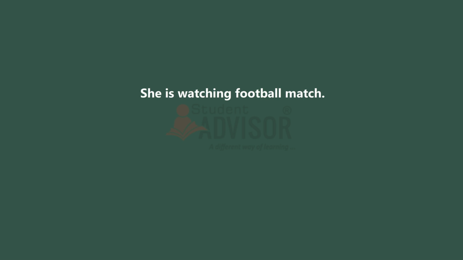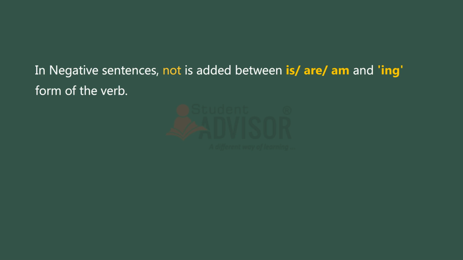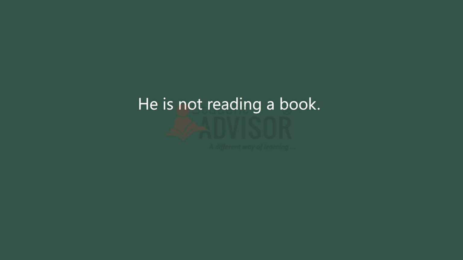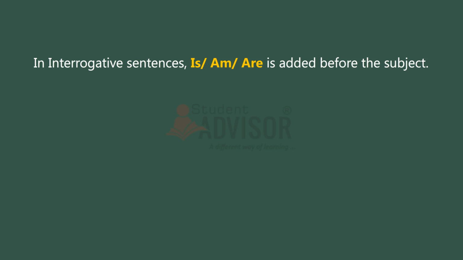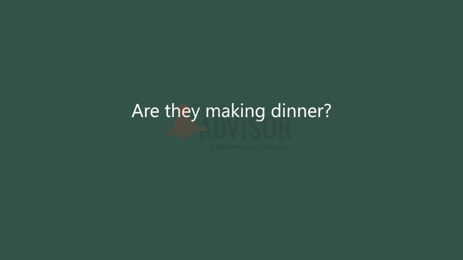She is watching a football match. I am singing. In negative sentences, not is added between is, am, are, and the ing form of the verb, like he is not reading a book. In interrogative sentences, is, am, are is added before the subject, like are they making dinner?